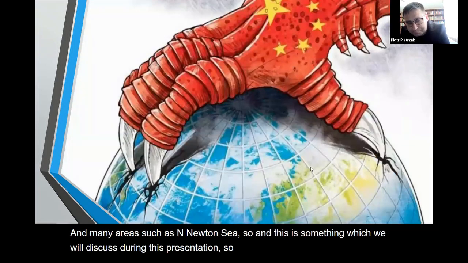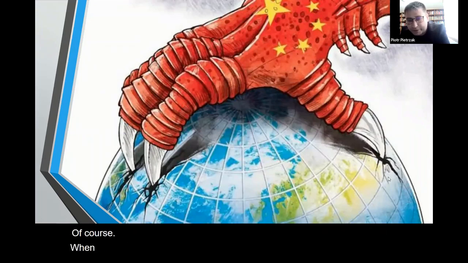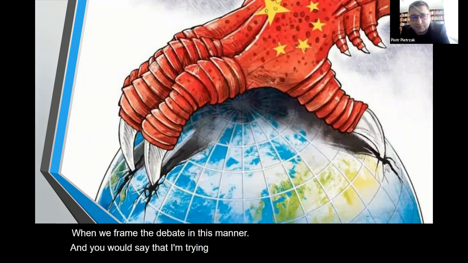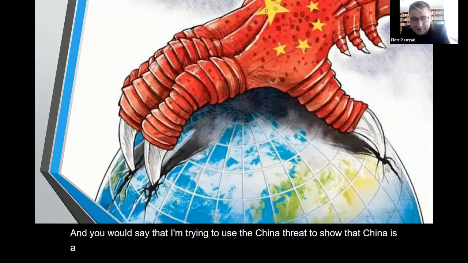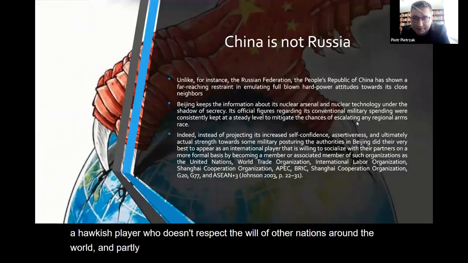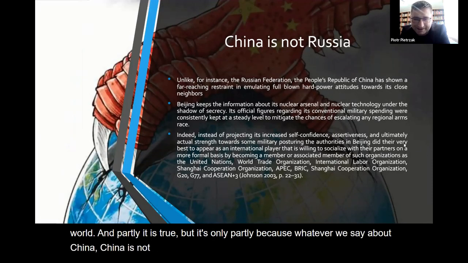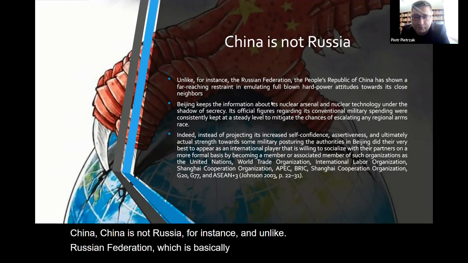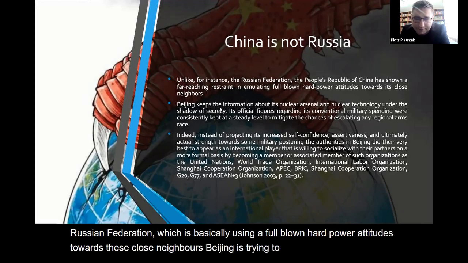So of course, when we frame the debate in this manner, some would say that I'm trying to use the China threat to show that China is a hawkish player who doesn't respect the will of other nations around the world. And partly it is true, but it's only partly, because whatever we say about China, China is not Russia, for instance. Unlike the Russian Federation, which is basically using full-blown hard power attitudes towards its close neighbors, Beijing is trying to use different types of techniques.